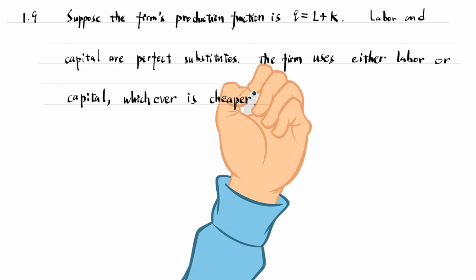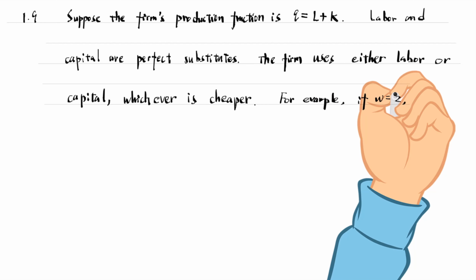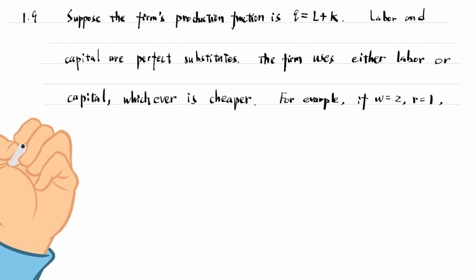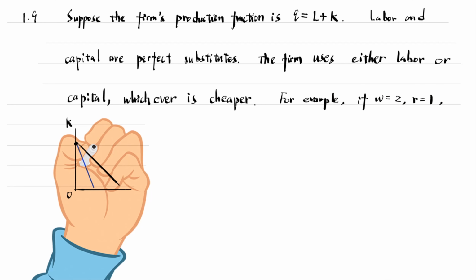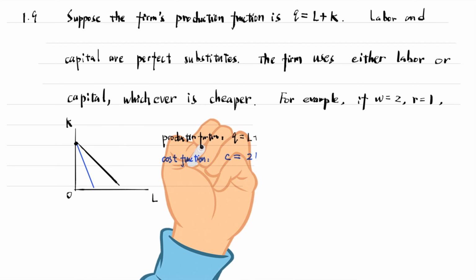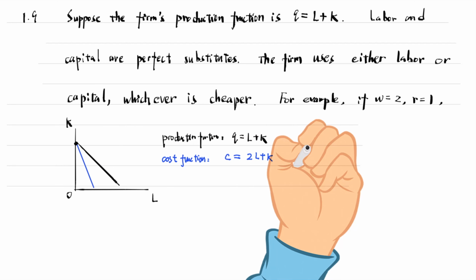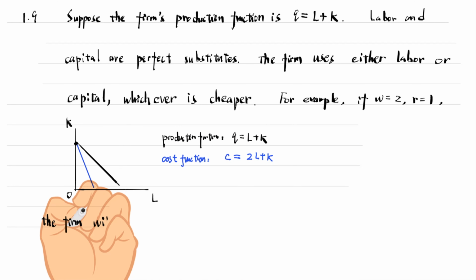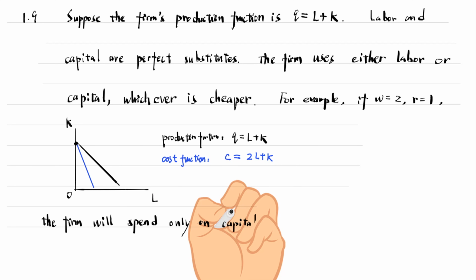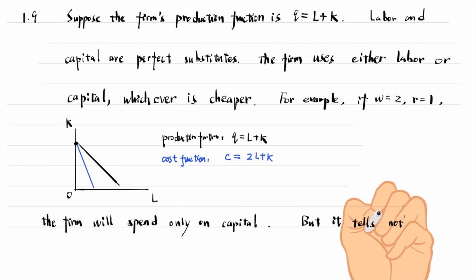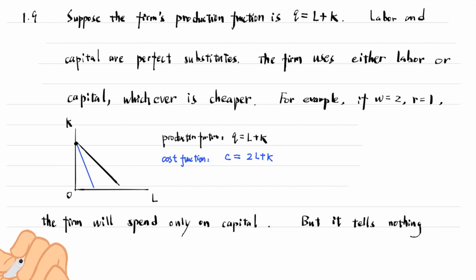For example, if the wage is $2 and the rental price of capital is $1, then the graph shows that the firm will spend only on capital. However, it tells nothing about the firm's size or whether it is a competitive firm.